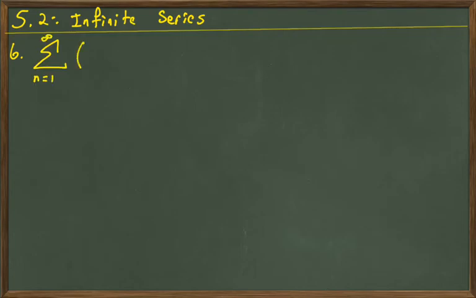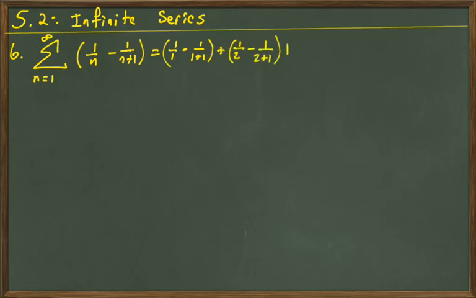So we're going to look at the sum n equals 1 to infinity of 1 over n minus 1 over n plus 1. So that's going to be equal to 1 over 1 minus 1 over 1 plus 1, so that's n equals 1, plus 1 over 2 minus 1 over 2 plus 1, so that's when n is 2, plus 1 over 3 minus 1 over 3 plus 1, plus 1 over 4 minus 1 over 4 plus 1, and etc.